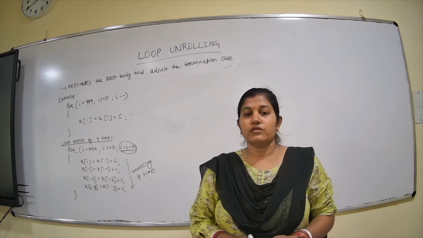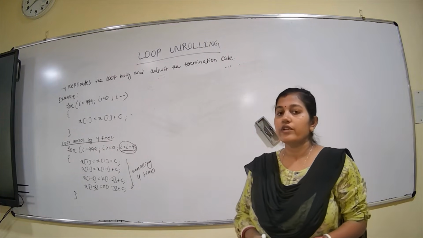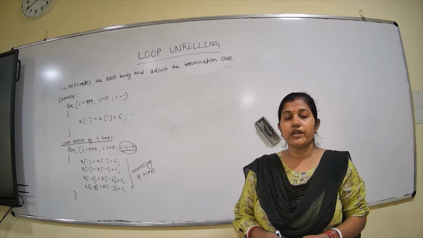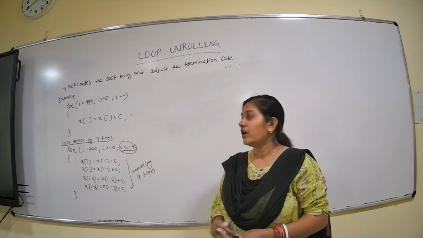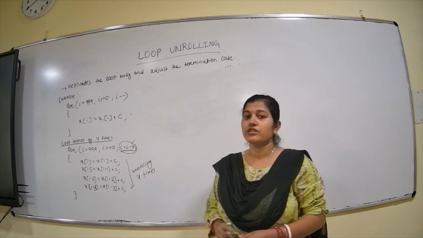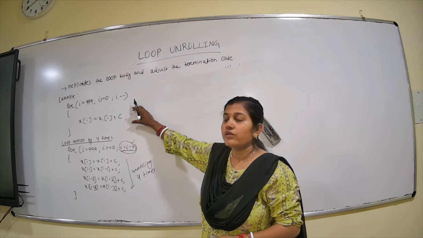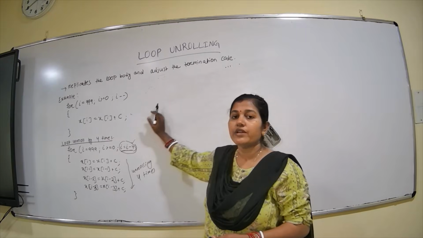In this lecture, I will discuss loop unrolling. Loop unrolling is the process of replicating the loop body multiple times and adjusting the termination code. For example, we will take one example in which a constant will be added to each element of an array.